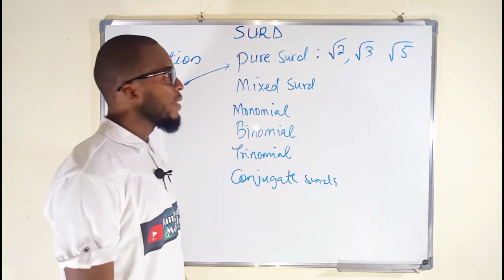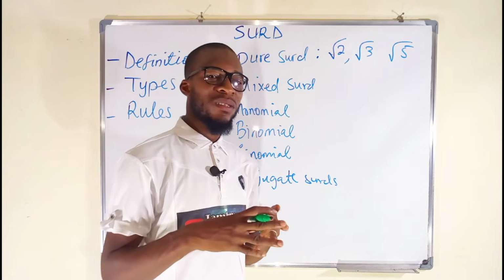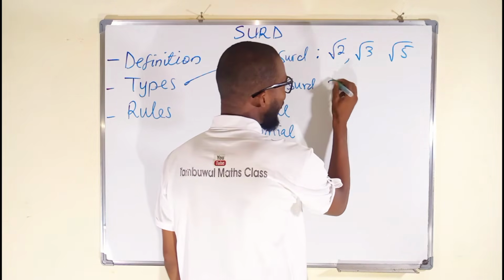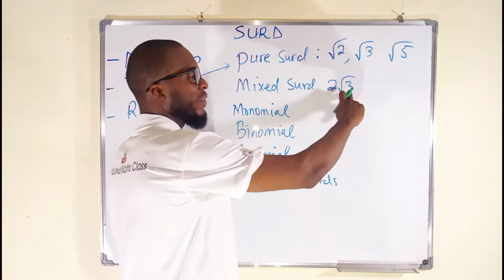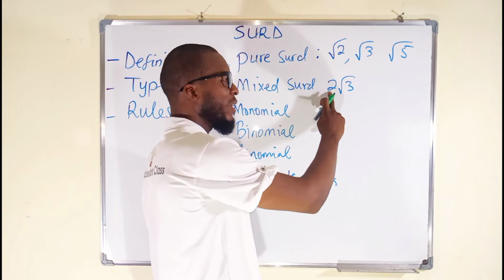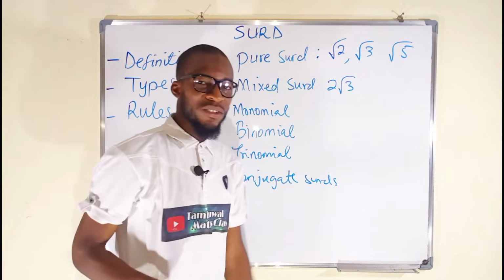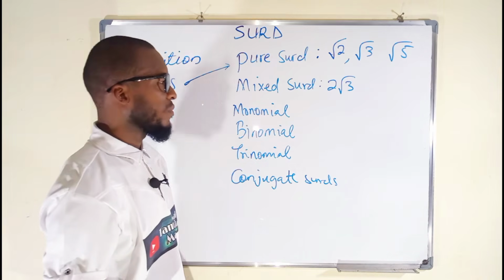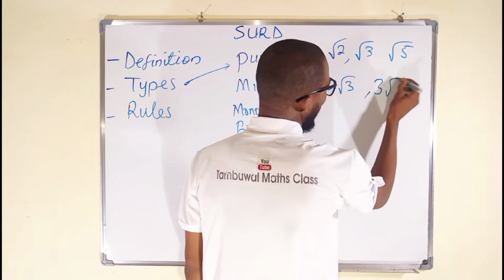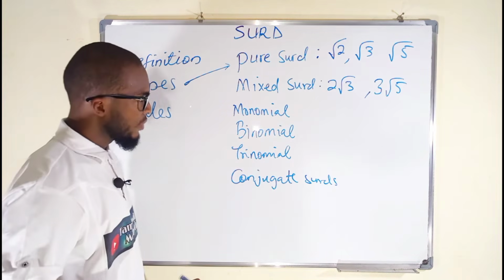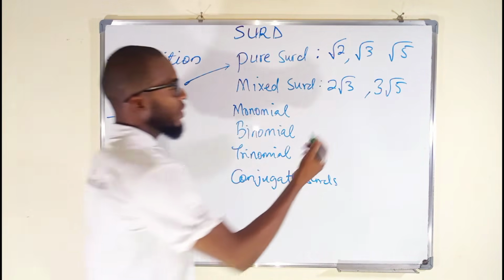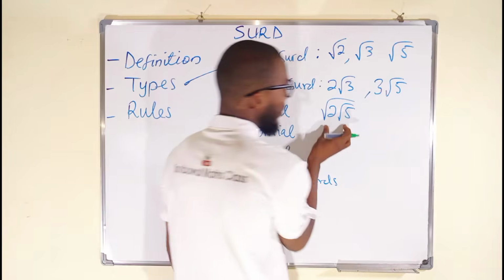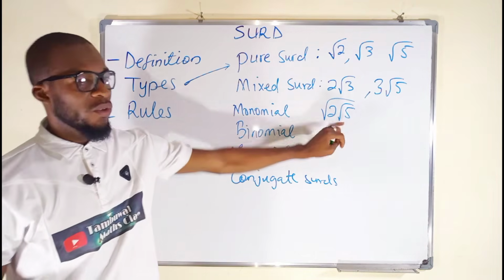Mixed surd. A surd is said to be mixed if it contains more than one rational number. Example, if we have 2 root 3, you see we have a rational number here, we have another rational number here. This is a surd combined with a rational number. So this is an example of a mixed surd. 3 root 5, they are all mixed surds. Or we may have another one, maybe root 2 root 5. All of these are mixed surds.